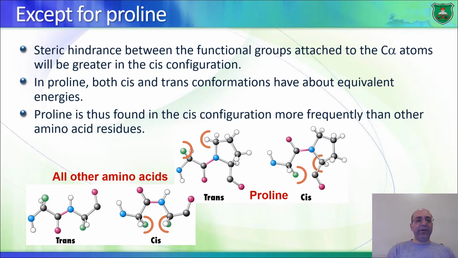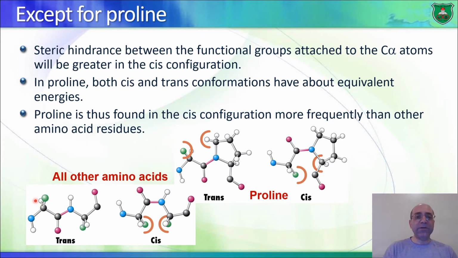Now, like I said, whenever you have the formation of a peptide bond, proteins tend to have the amino acids in the trans orientation. That is, you have the R group going upward, and then the one next to it, the R group would go downward. That prevents the formation of a repulsion between the two groups right here.